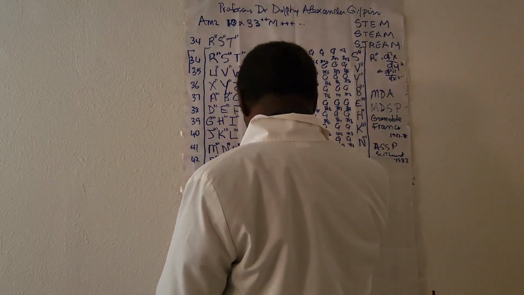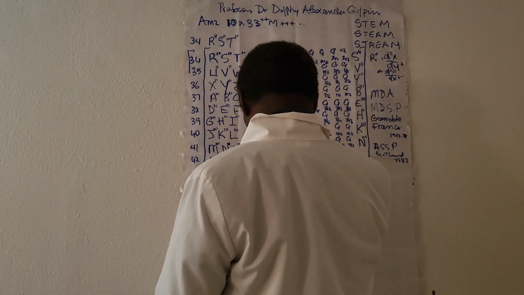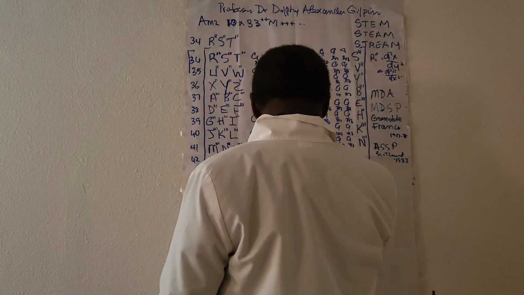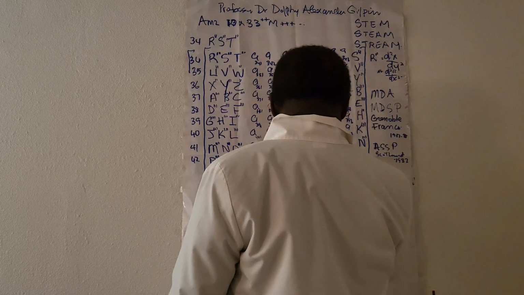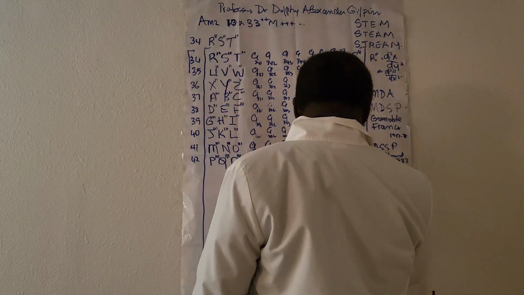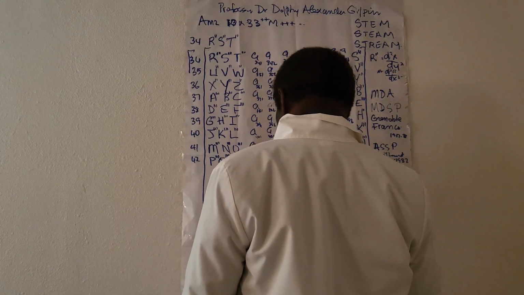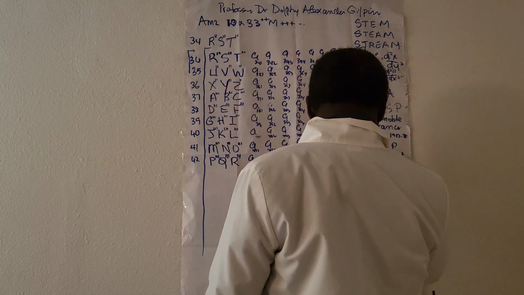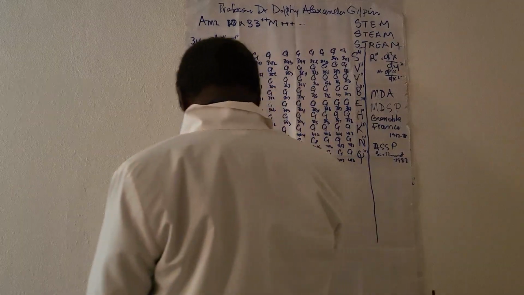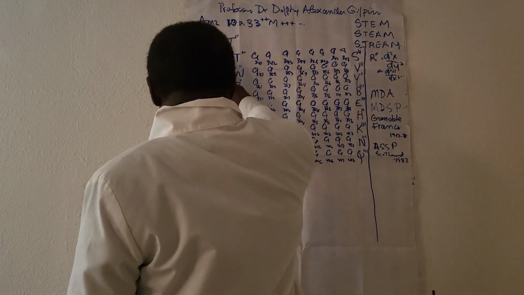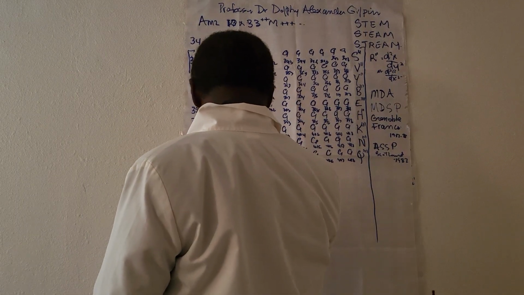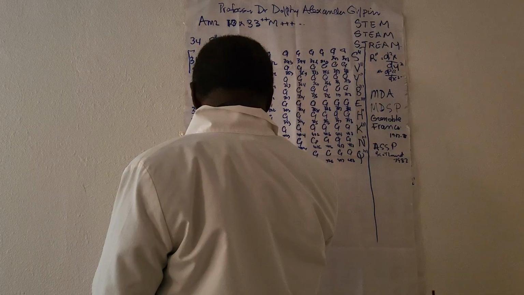So we have now A42-1, A42-2, A42-3, A42-4, A42-5, A42-6, A42-7, A42-8. And we have now Q triple dash. We have now 43. 1, 2, 3, 4, 5, 6, 7, 8, 9, 10. We take a break here. P, Q, R, S, T, and U triple dash.